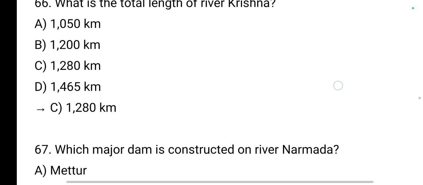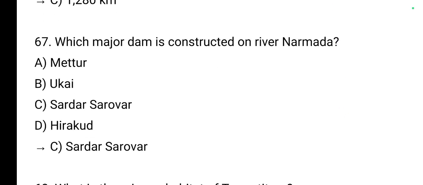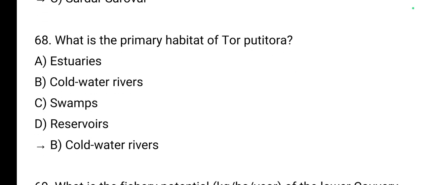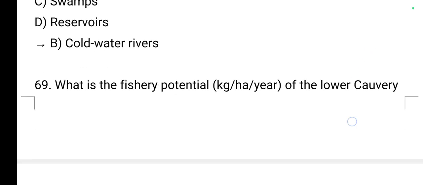What is the total length of river Krishna? So it is 1280 km. Which major dam is constructed on river Narmada? So it is Sardar Sarovar Dam. What is the primary habitat of Tor putitora? That is cold water rivers.